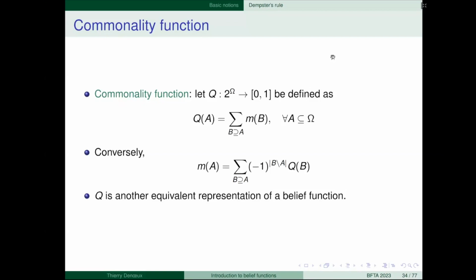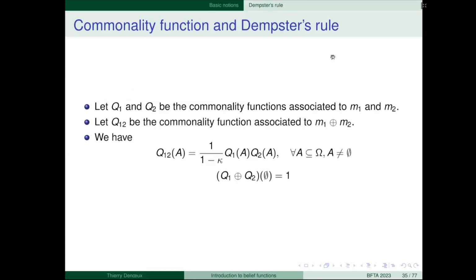So it can be shown that M can be recovered from Q by these equalities. So this is yet another equivalent representation of the belief function. What is its interpretation? It's not very easy to really find an interpretation of this, but it has a remarkable property with respect to Dempster's rule.